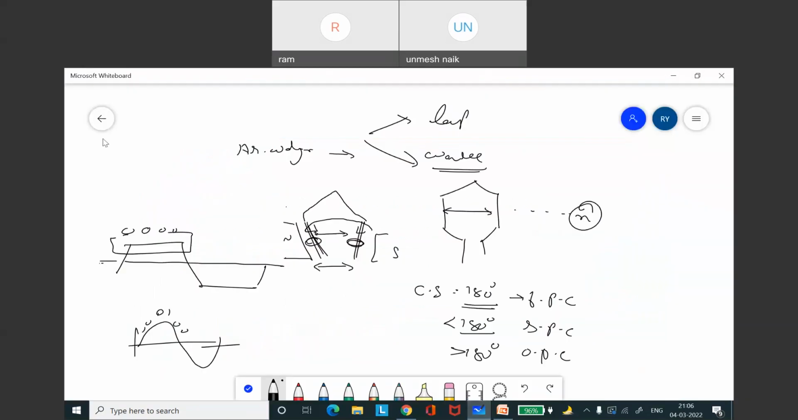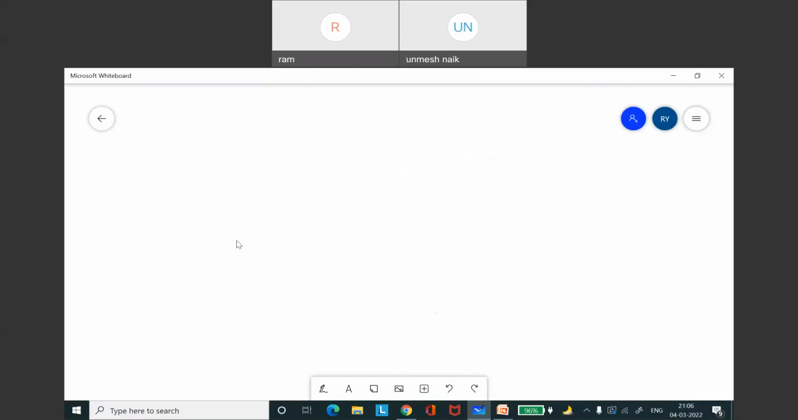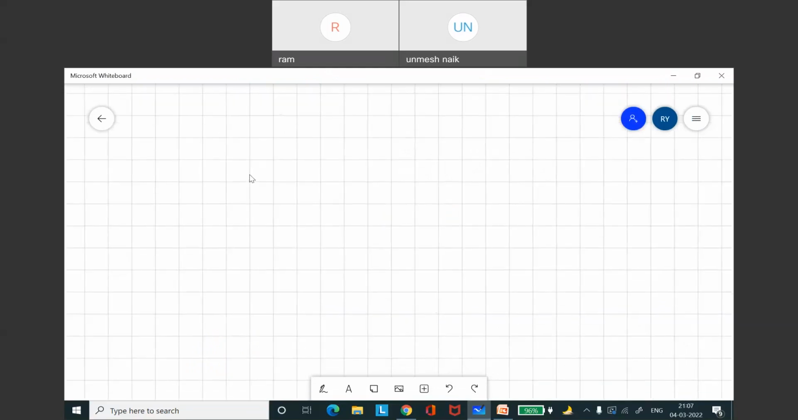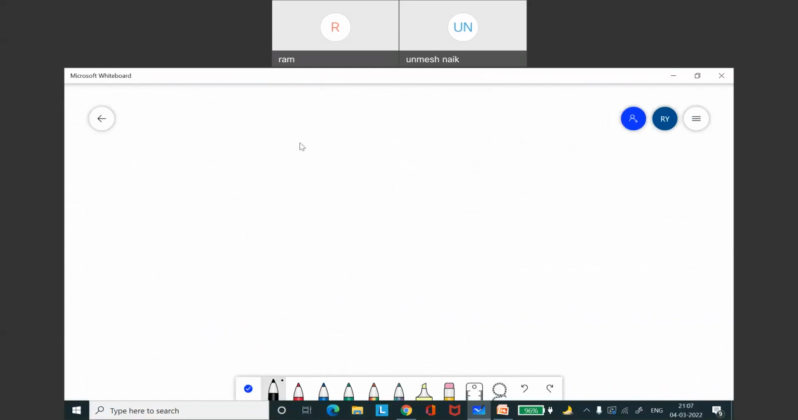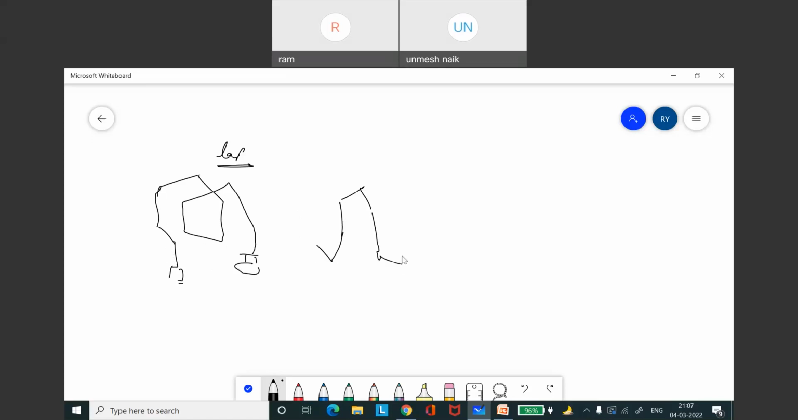To the next slide. So in a lap winding, the winding will be connected something like this. The series, the other part will be connected to the series. Show you the figure. This is the lap. Whereas in case of a wave winding, the winding will be in the shape of a wave like this.